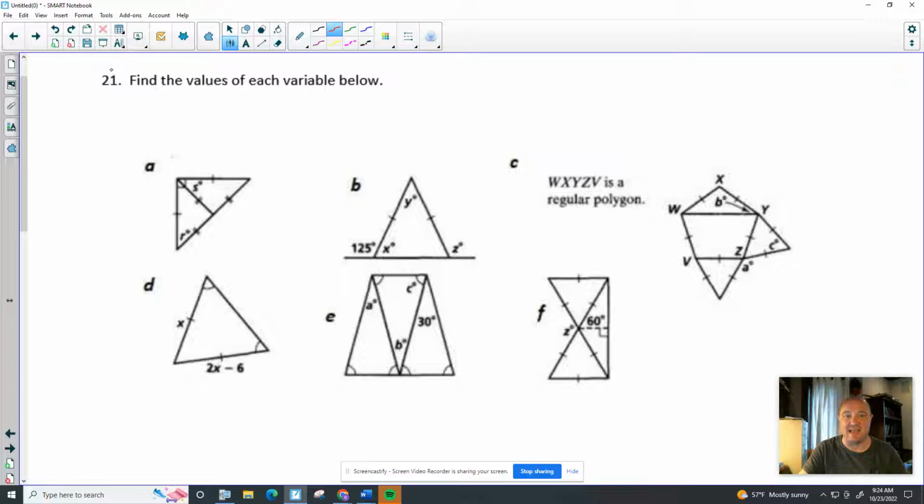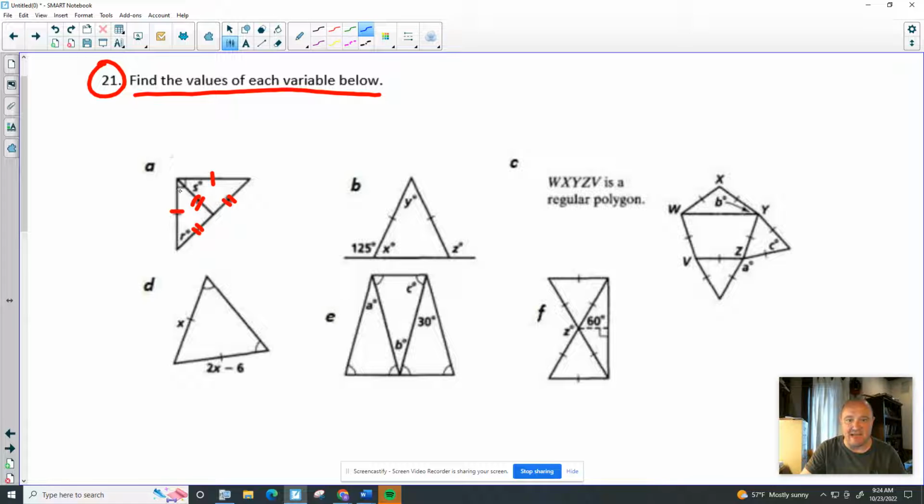All right, so let's look at question 21 in the review packet. Find the values for each variable below. So we have, let's run through all 6 of these. Okay, so the first one, problem A. Again, it's a little bit blurry, but you can see that these are marked congruent, and these are marked congruent, and this is also marked congruent.